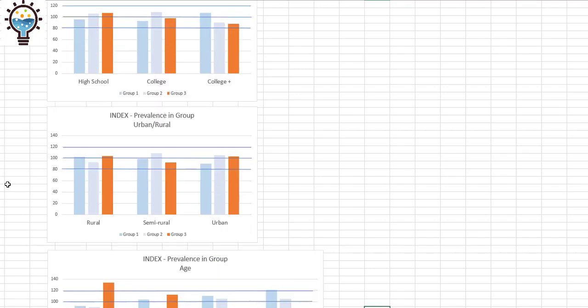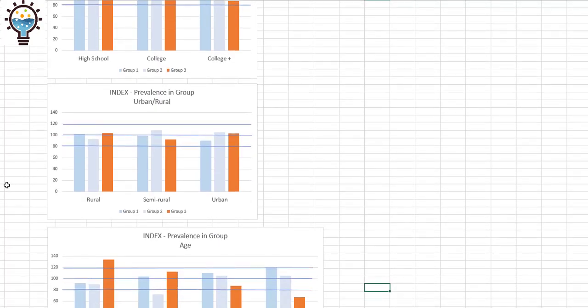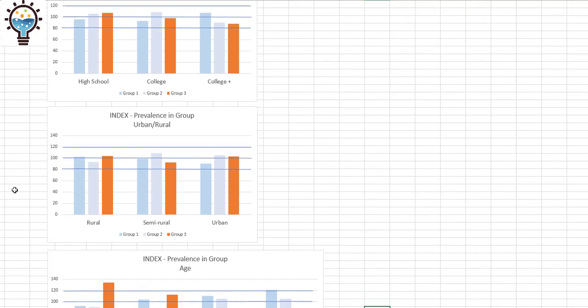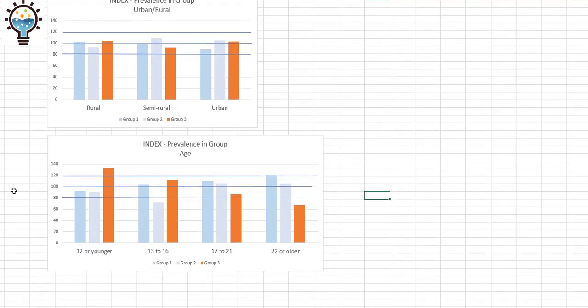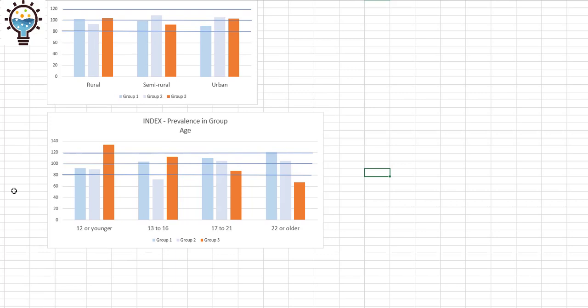How about urban or rural? Do we see any differences for our target group? The answer is no, we do not. Group 3 is just as likely to be urban as rural. Next, we see age. Now here, it becomes very clear that the 12 or younger group over-indexes on Group 3. Group 3 is much more likely to be 12 or younger than any other age group.